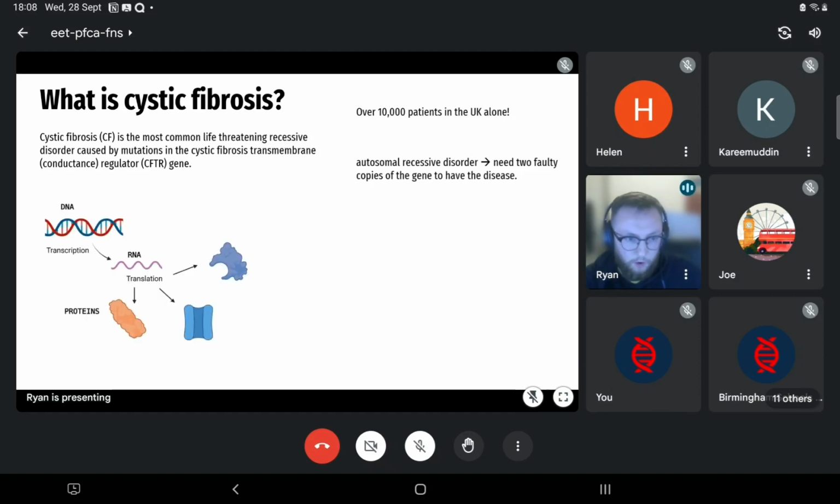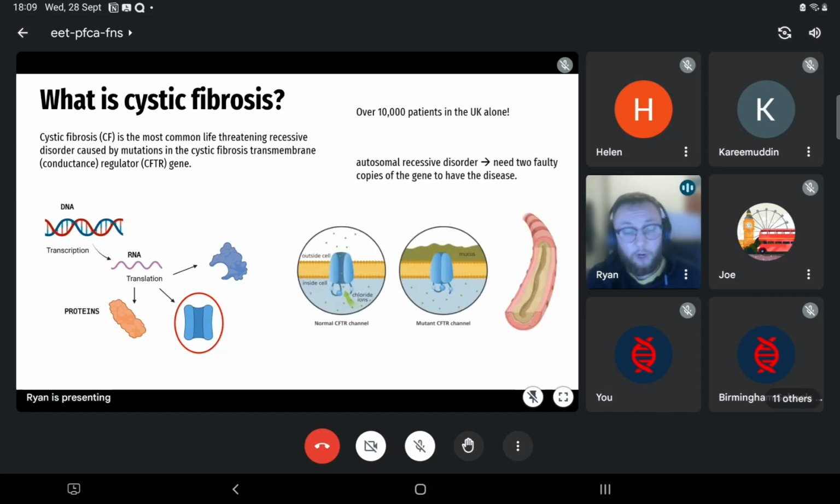In case you're not familiar, the central dogma of DNA, RNA, and protein is that DNA becomes RNA via transcription, and that RNA is then taken up by the cell's ribosomes and turned into proteins that have all these functions inside each cell in the body. Obviously, all the proteins are different. The cystic fibrosis transmembrane regulator gene encodes the CFTR protein, and that is one of these guys here. It's a channel protein found at the epithelial cell surface.